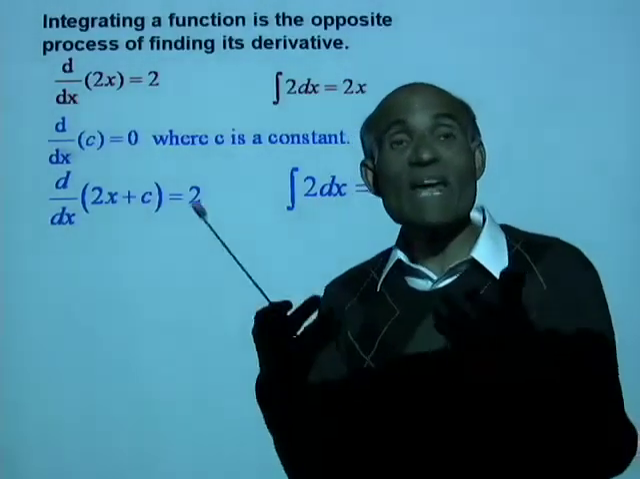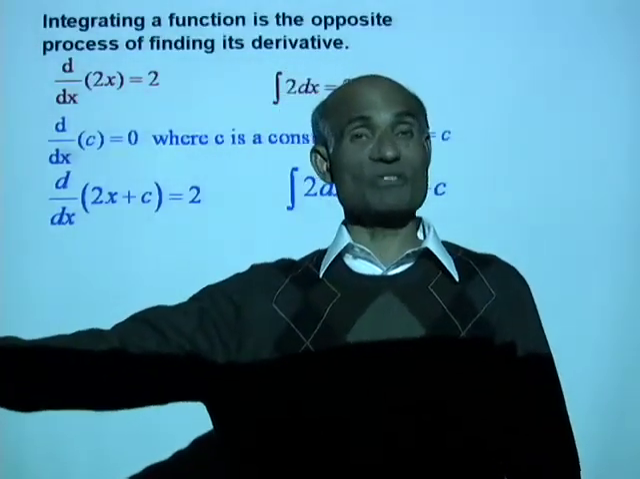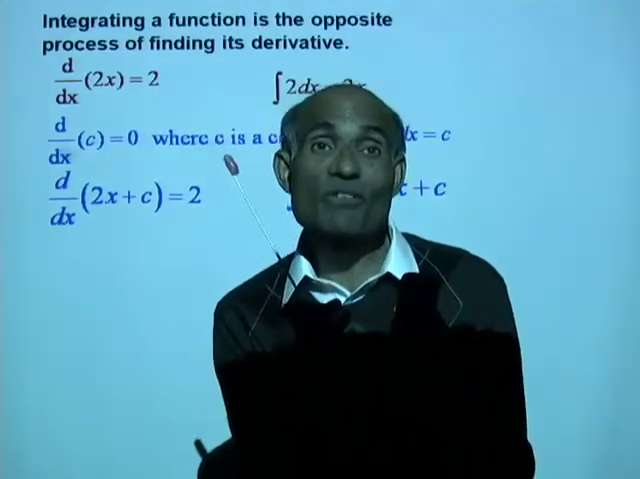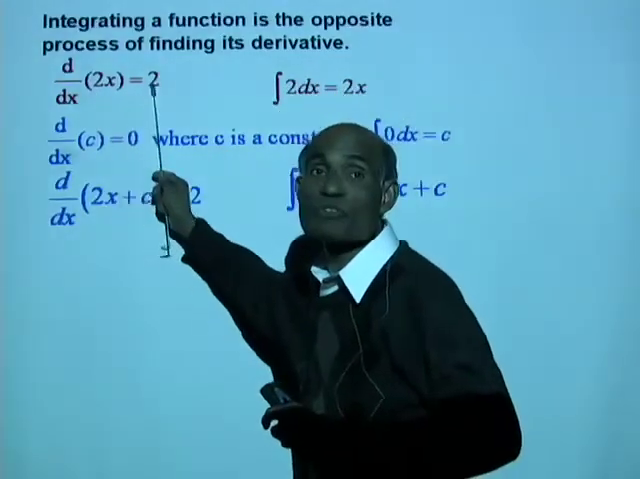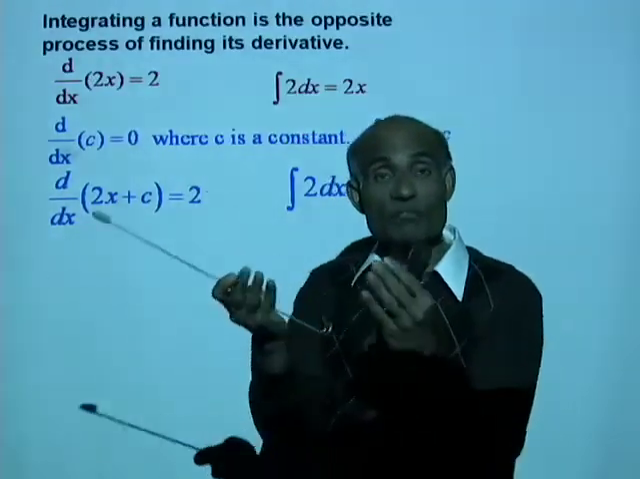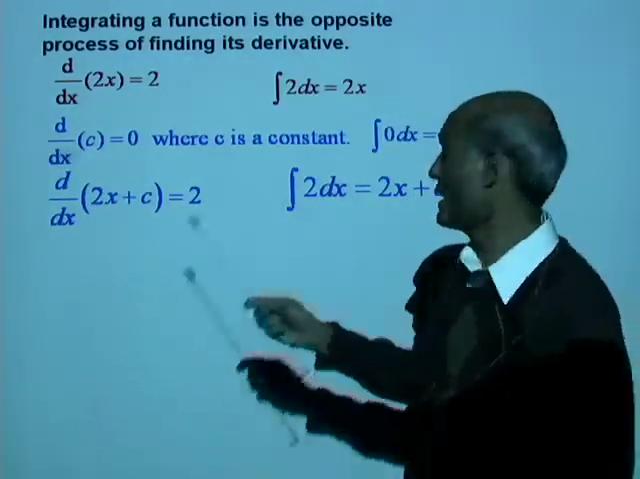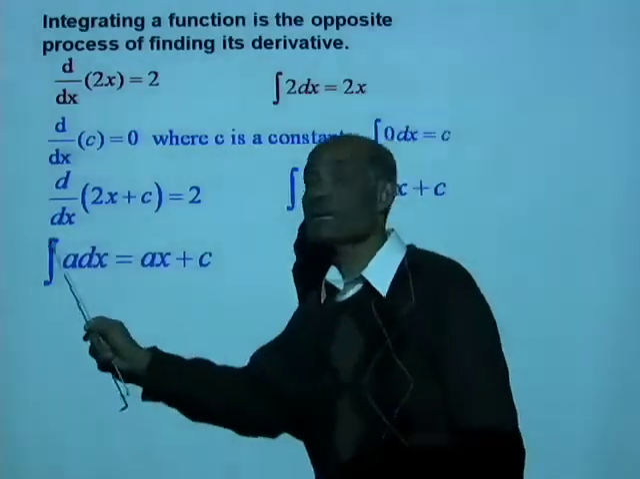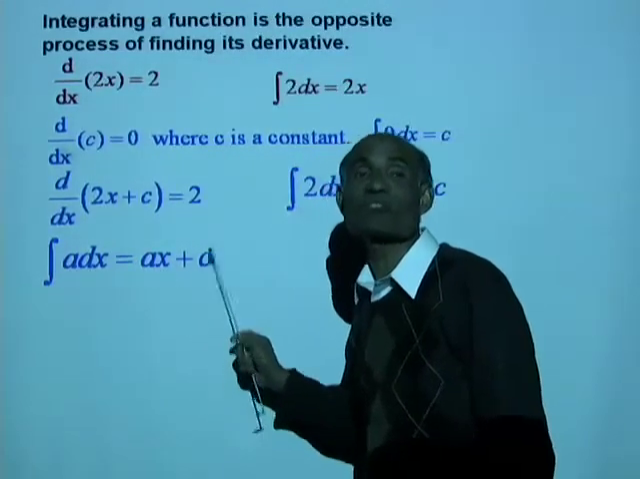When you integrate any quantity, you always add a c to that, a constant to that. Why do you have to do that? Because the derivative of a constant is 0, and therefore when you find the derivative, that c disappears. And when you find the integral, when you do the opposite process, you must get that c from somewhere. So when you do the integration, always add a c. The integral of a dx is ax plus c.